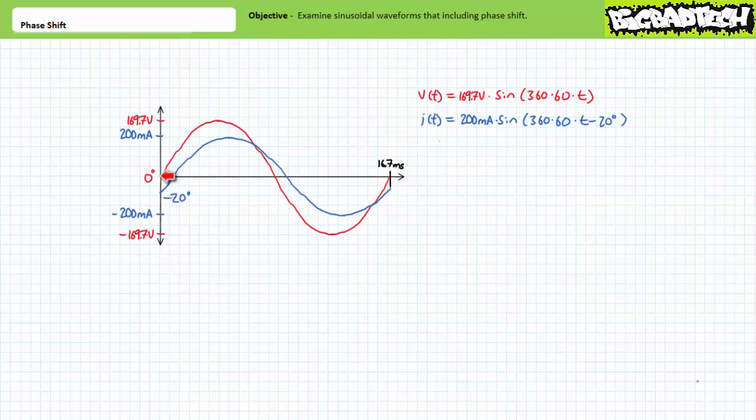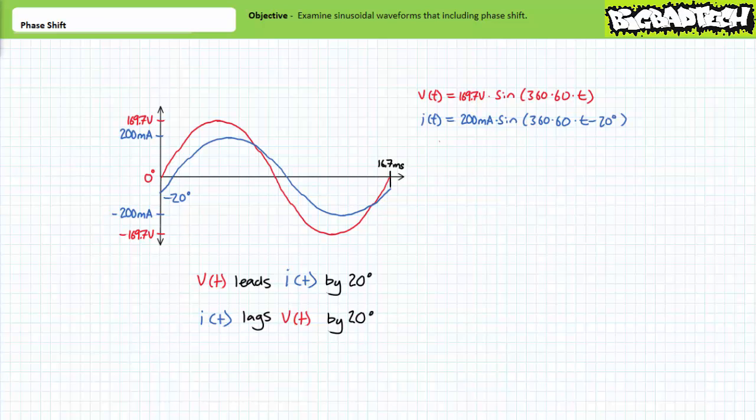It's immediately evident that V of t zero crossing going positive is 20 degrees in front of I of t zero crossing going positive, and voltage can be said to lead current by 20 degrees. Conversely, given I of t zero crossing going positive is 20 degrees behind V of t zero crossing going positive, it can also be said that current lags voltage by 20 degrees. Both statements, voltage leads current by 20 degrees, and current lags voltage by 20 degrees, are simultaneously true.